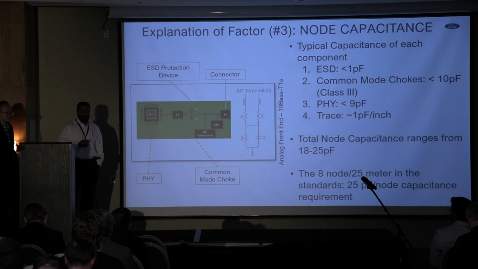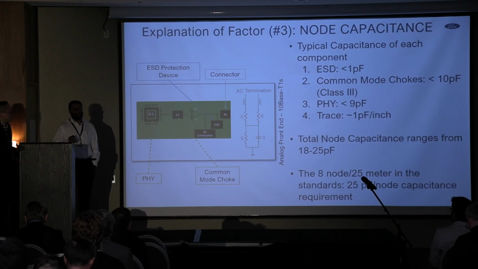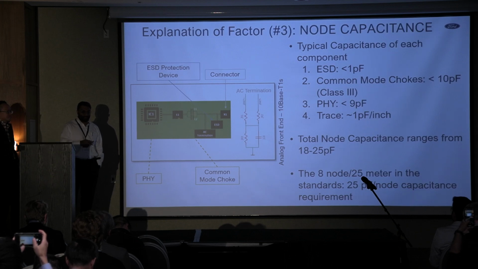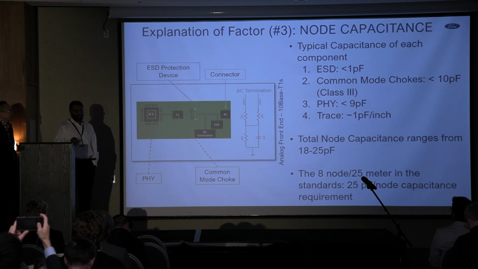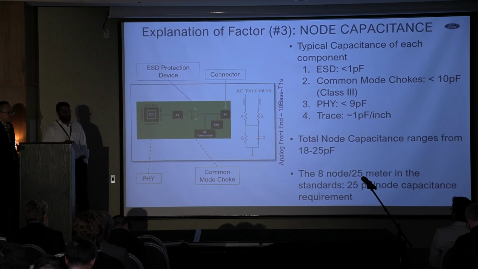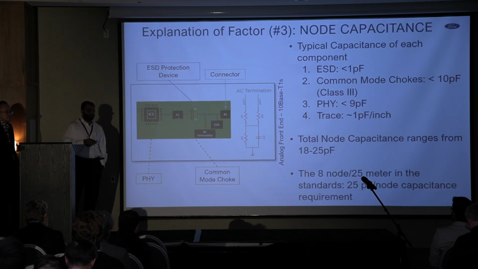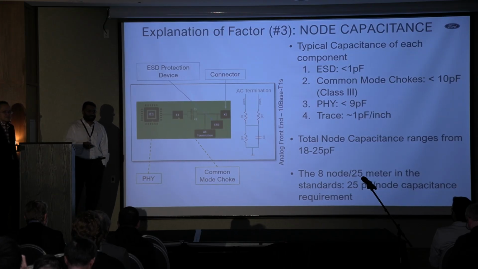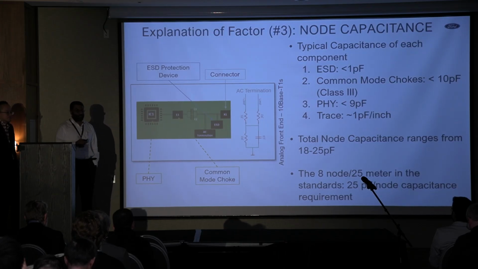If you go to the third factor, the node capacitance, it can be built up of many different components: the ESD component, the common mode chokes, the PHY itself, and the trace. We budgeted capacitance values for each of these components. The ESD would be less than 1 picofarad, and the common mode choke less than 10 picofarads. That's what we've defined for our systems.